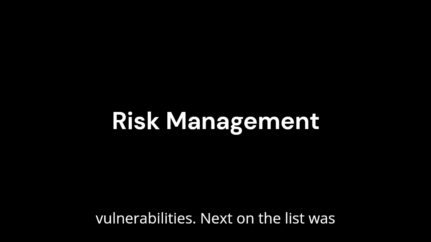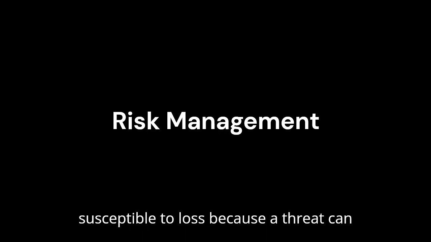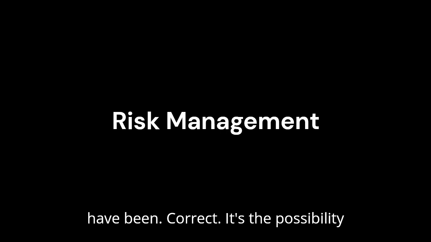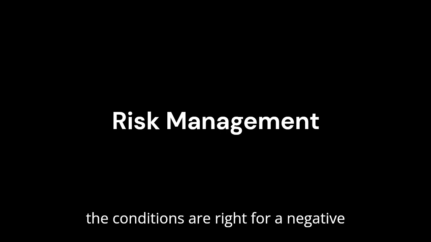Okay. Assets, threats, vulnerabilities. Next on the list was exposure. What does that mean here? Exposure is the state of being susceptible to loss. Because a threat can exploit a vulnerability, it means the pathway exists for harm to happen. So it means you could be harmed, not that you have been. Correct. It's the possibility of loss, not the certainty. It indicates the conditions are right for a negative impact on an asset.